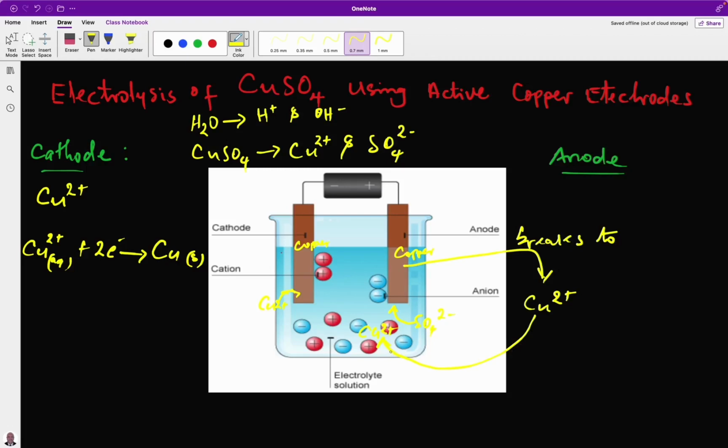And in the solution, what happens? The copper ions will now move again to the cathode. When they get to the cathode, what happens? At the cathode, they leave the solution and they will get electrons again, this time around.